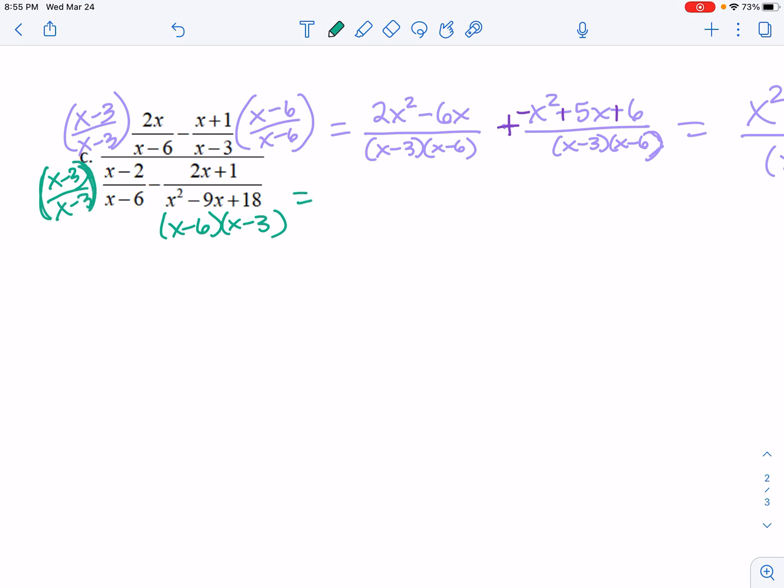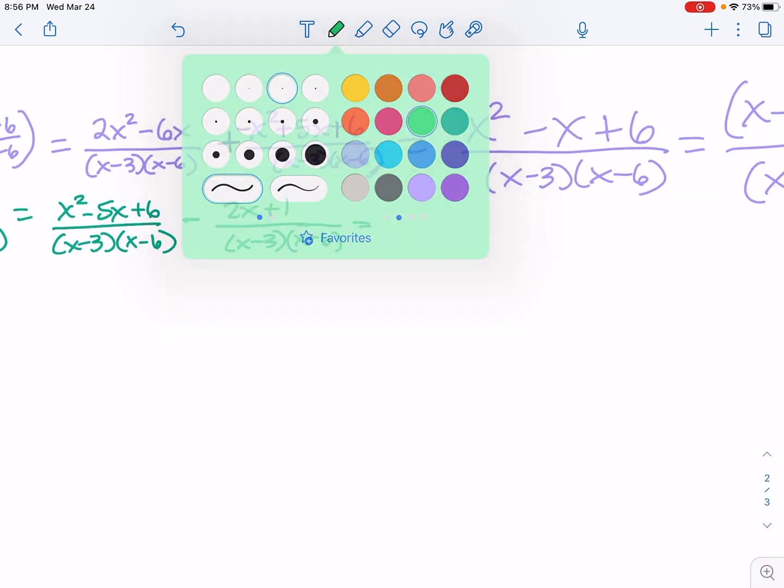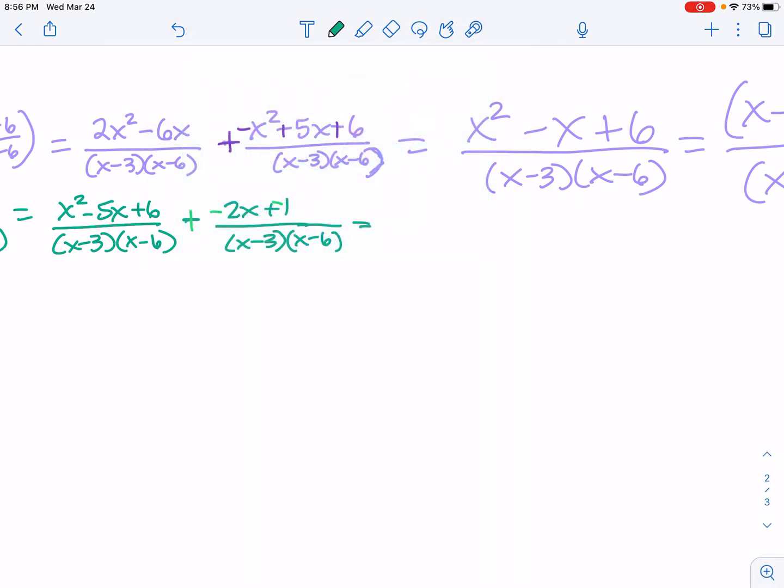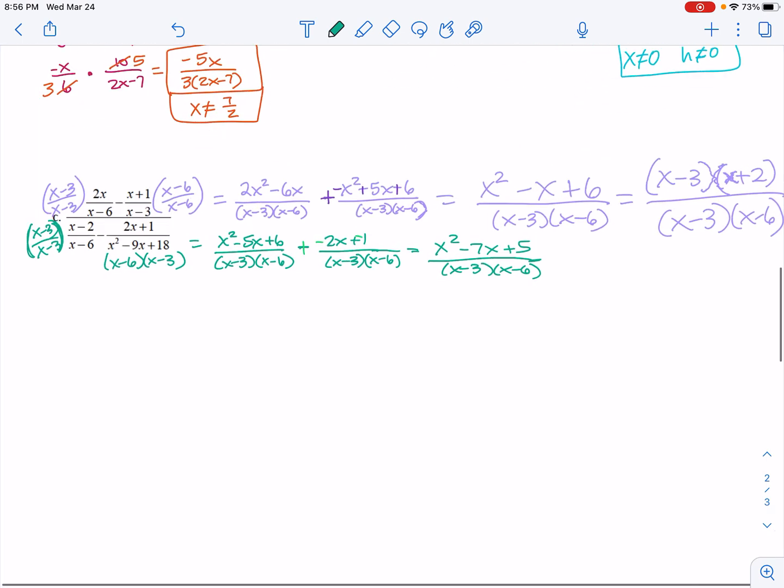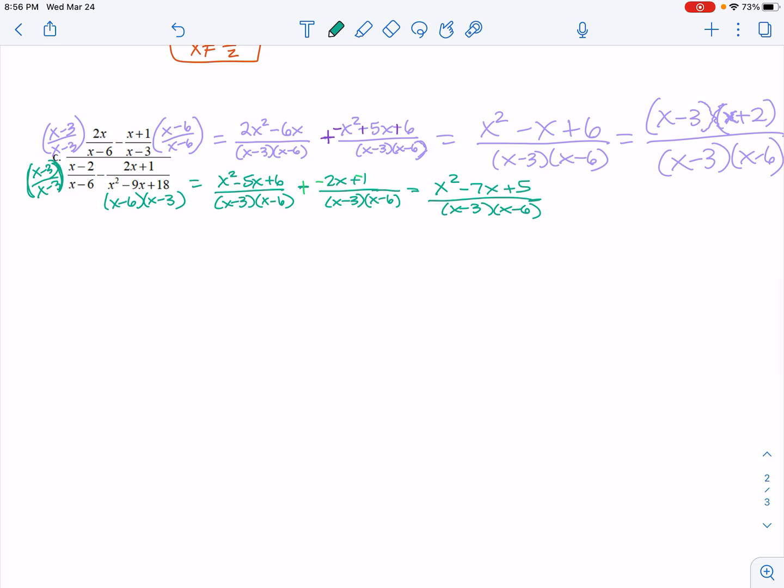So rewriting that, I now have x minus 3 times x minus 2 is x squared minus 5x plus 6 over x minus 3, x minus 6, minus, I didn't have to multiply the second thing by anything, so that's just 2x plus 1 over x minus 6, x minus 3, x minus 6. I can simplify that now, so that's really x squared minus 7x plus 5 over x minus 3, x minus 6. So just in looking at these two denominators, the denominator of the numerator and the denominator of the denominator, we can clearly see that our excluded values are going to be 3 and 6.